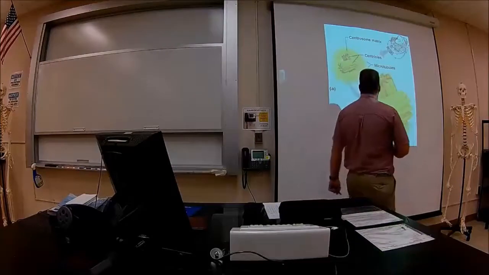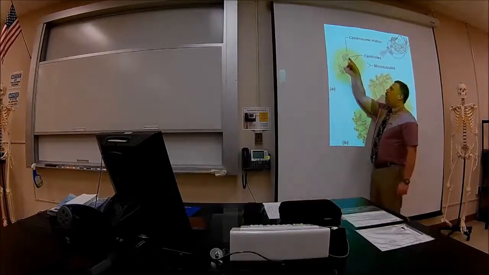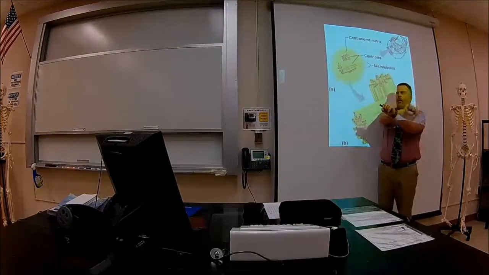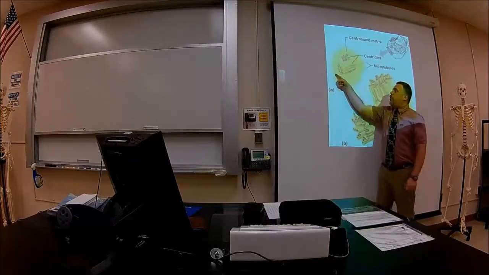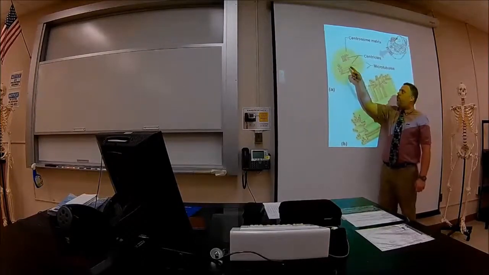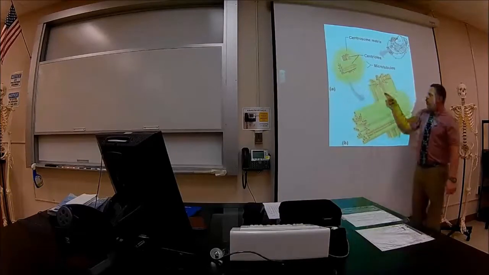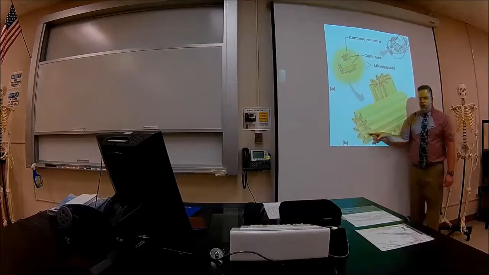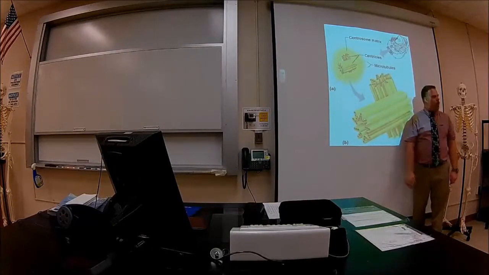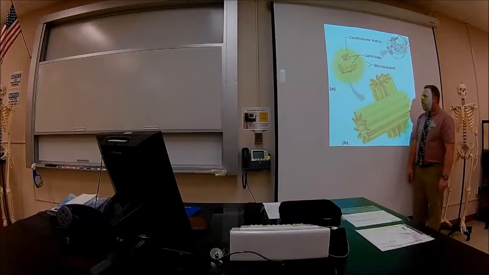The centrioles are put at a 90-degree angle to each other. This is a centrosome, made up of two centrioles that are crisscrossed with each other. I'm not going to go into detail of how these are actually made. That to me is biochemistry. Later on you'll learn about that if you want to. Okay?